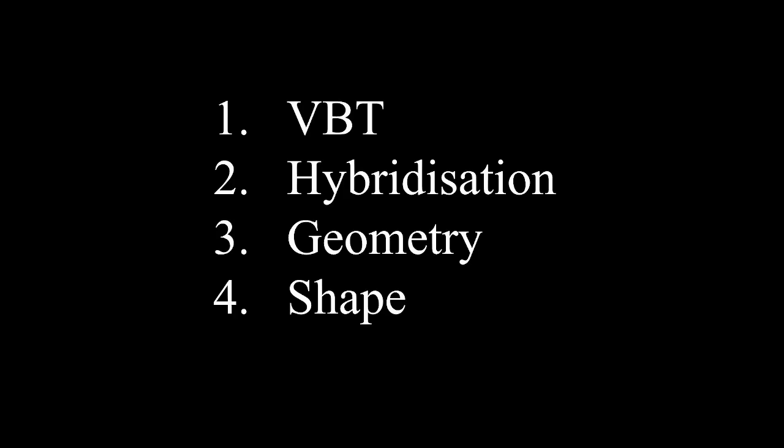In my previous lectures, I have discussed what is VBT theory and how the hybridization of the central metal atom of complex compound is determined. In this lecture, I am going to discuss about the geometry and shape of the complex compound. When the central metal atom is hybridized, then the hybridized orbitals are arranged in the three-dimensional area around the central metal atom in a particular fashion, and thus the complex compound achieves a particular shape or geometry.